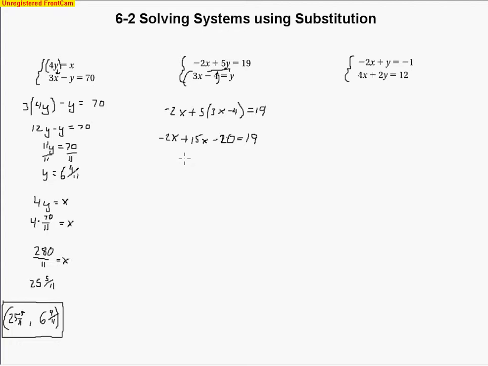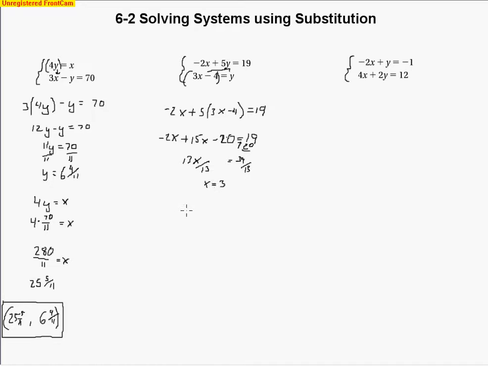So I go ahead and do a little work here. This makes 13x. I'll add the 20 to both sides, and so when I do that, I end up with 39. And fortunately, 13 does go into 39. It goes in there 3 times. And so x is 3.